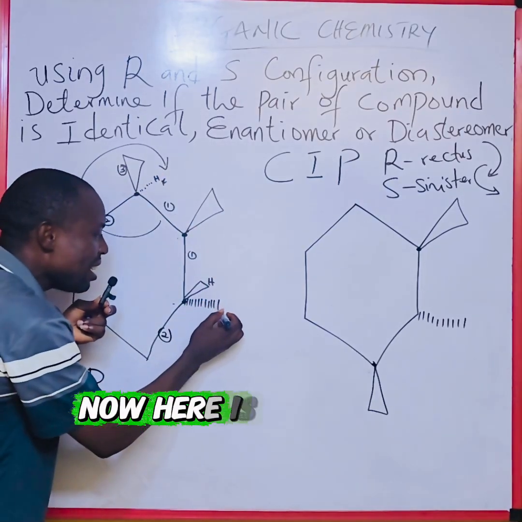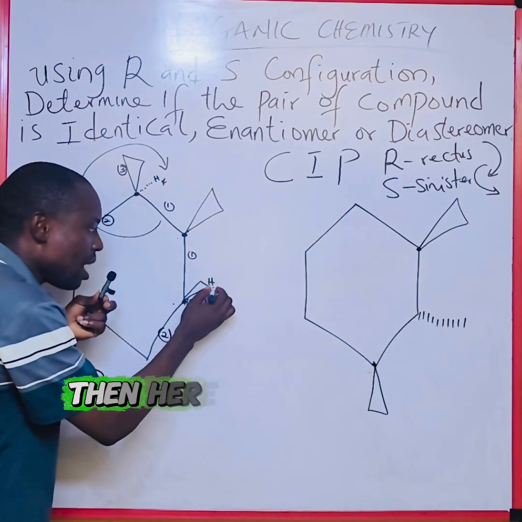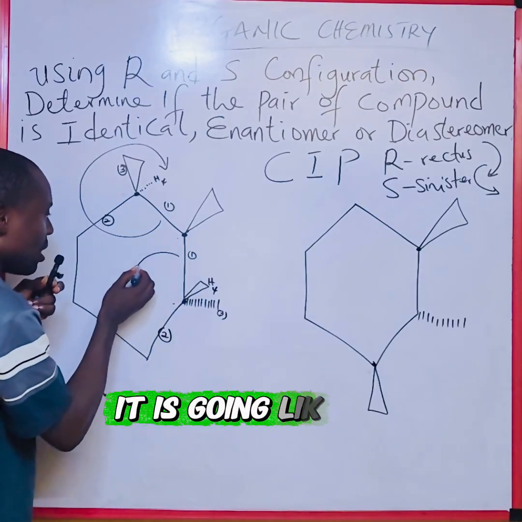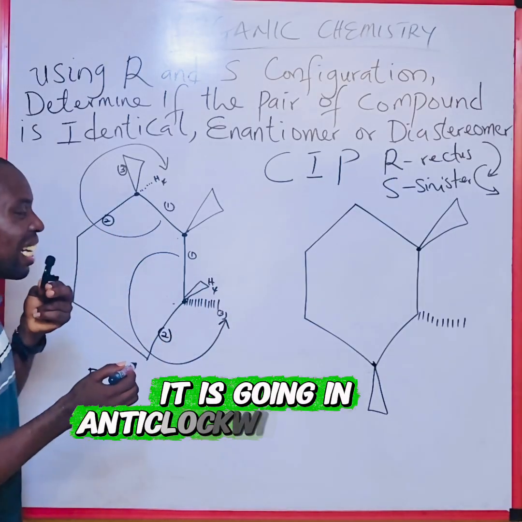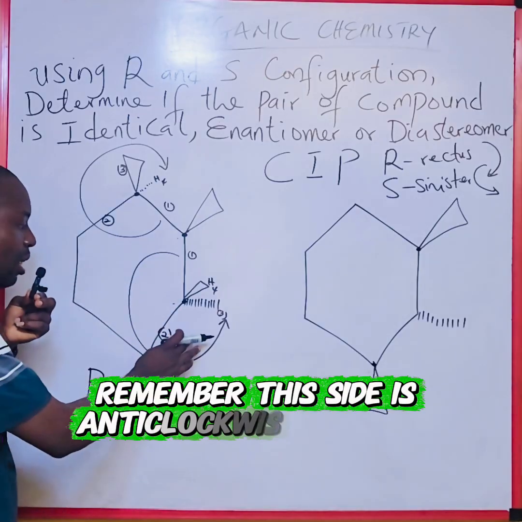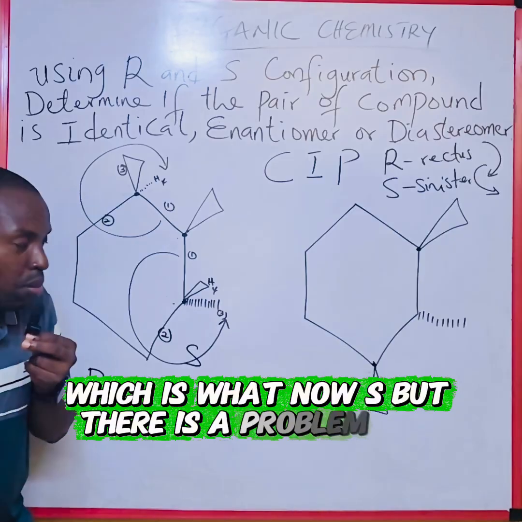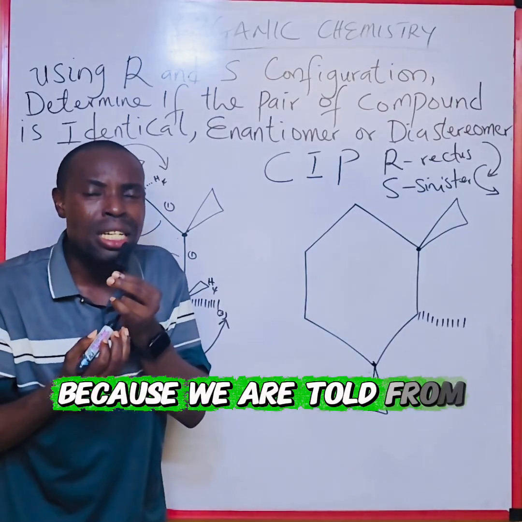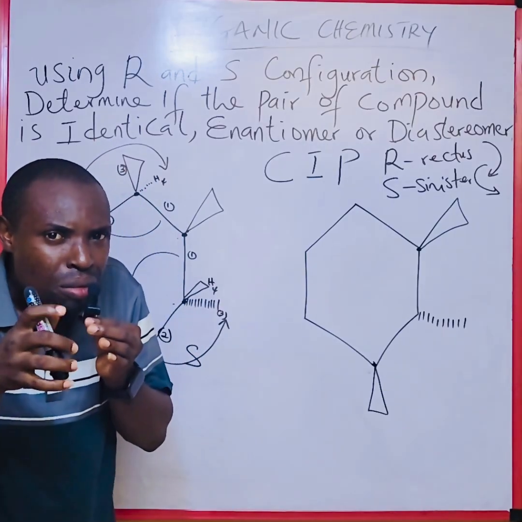Now here is 3, right? There's a carbon here. Here is 3, then here is 4. Meaning, the way it is going like this, it is going in an anti-clockwise direction. Remember, this side is anti-clockwise direction, which is what now? X.